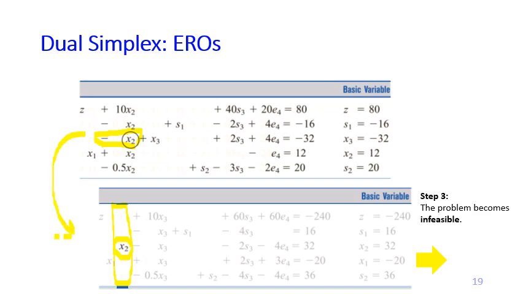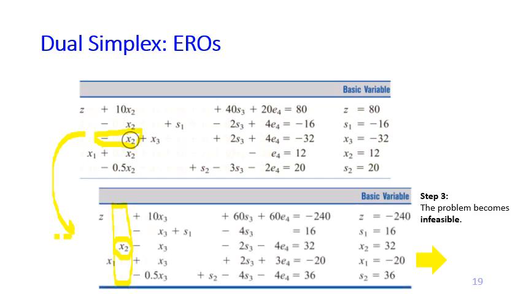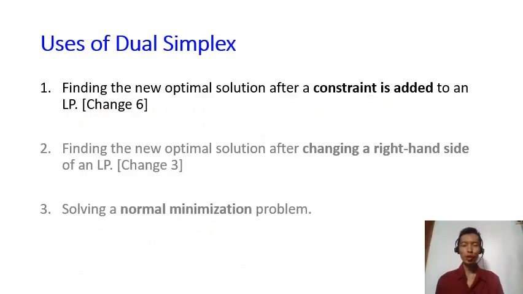Okay, and then from the new table, we still have a right-hand side that is negative. However, if you look at this pivot row, there is no negative coefficient for any variable. It means that in step 3 we conclude that this problem becomes infeasible after we add the new constraint. So that was the first use of the dual simplex, and then we are going to talk about the next two uses in the next video.